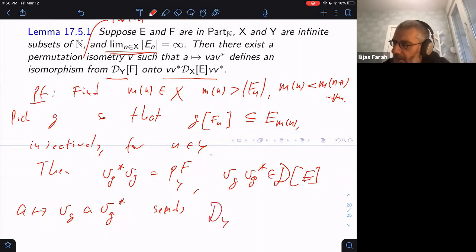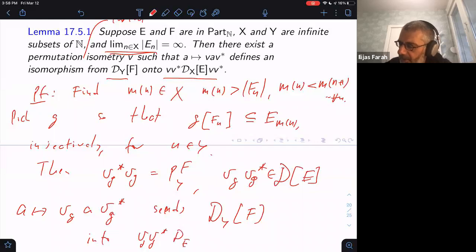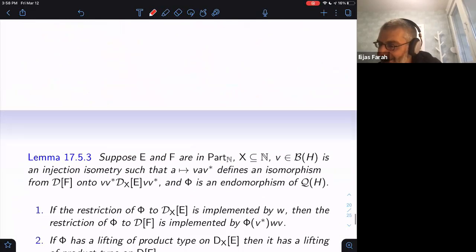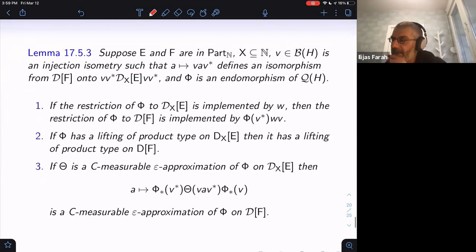It sends DYF into VG star DX E VG star. Right, because at the level of these finite dimensional blocks, it sends each block of F into some block of E, right? So we are not getting exactly the sizes of blocks, but that doesn't matter. So this is our isometry, and now we can just put things together. Any questions? Okay, so this lemma is putting things together.